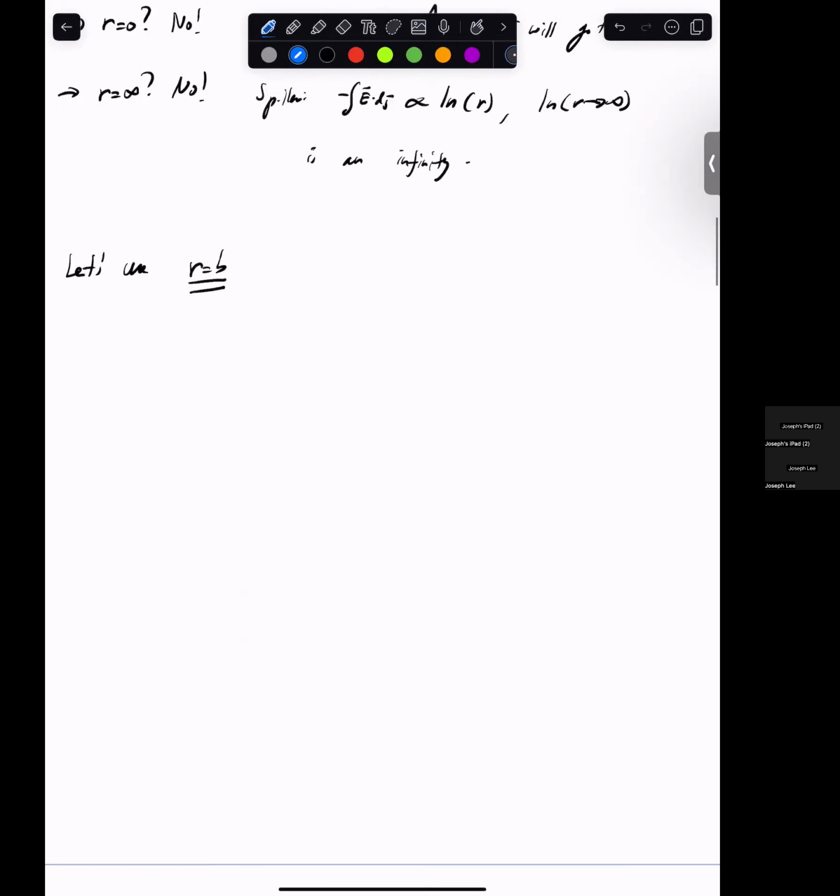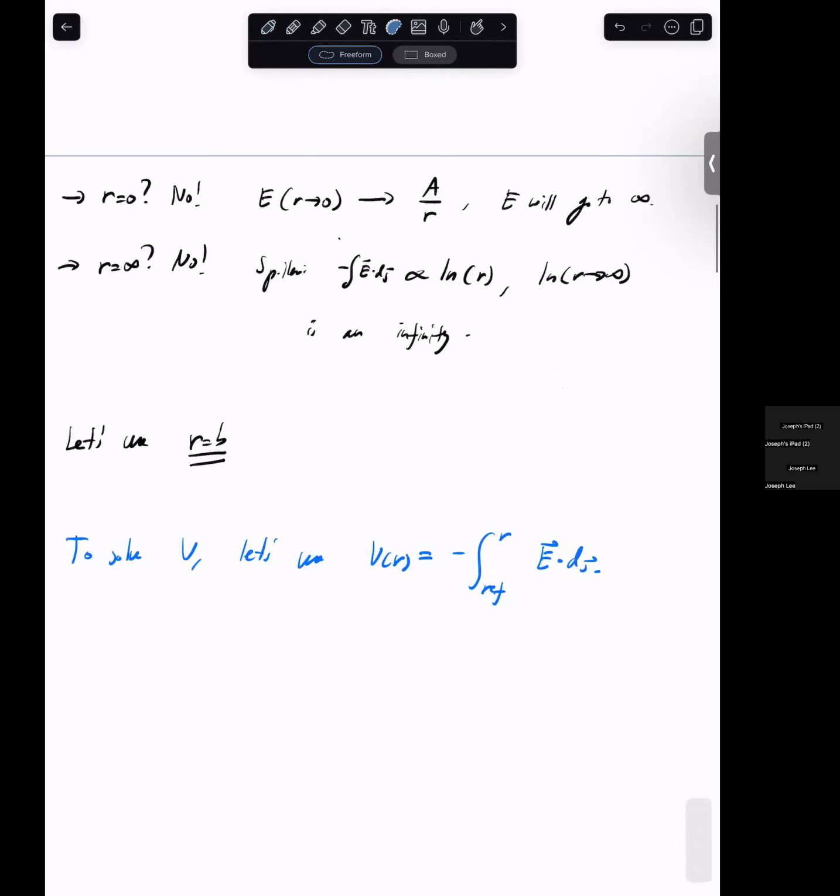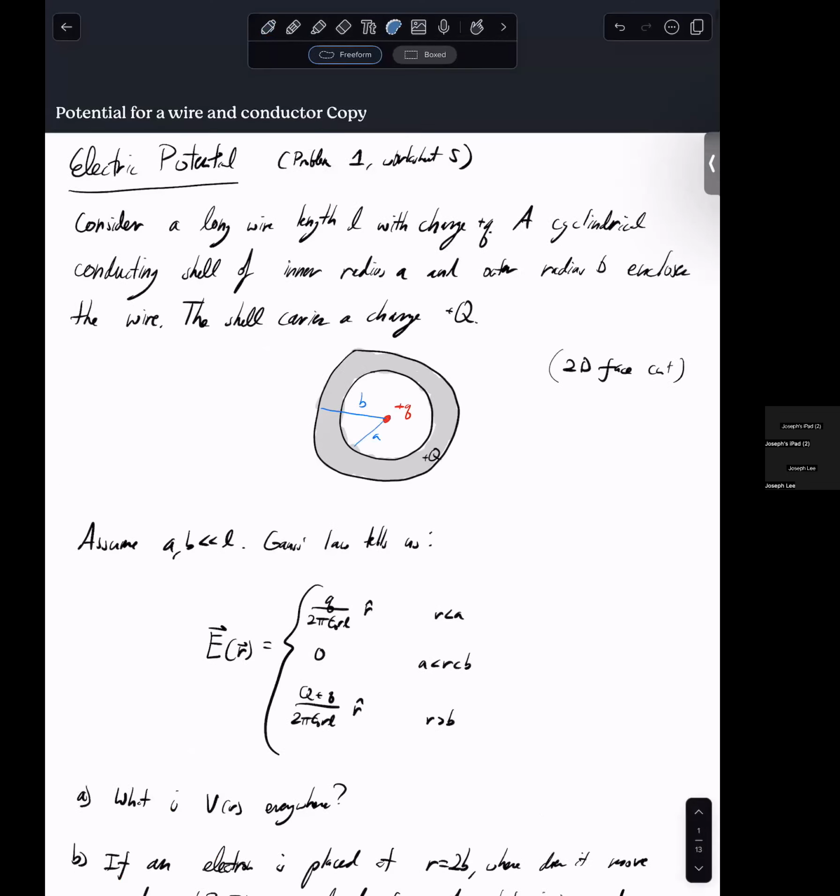Because this is a Gauss's law problem, let's use our integral definition. V of r is equal to minus the integral from our reference point to our new point r of E dot ds. This is our go-to method for Gauss's law type problems. I'm going to grab a copy of this image of the problem real quick.